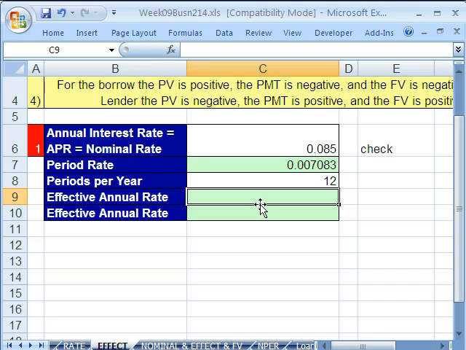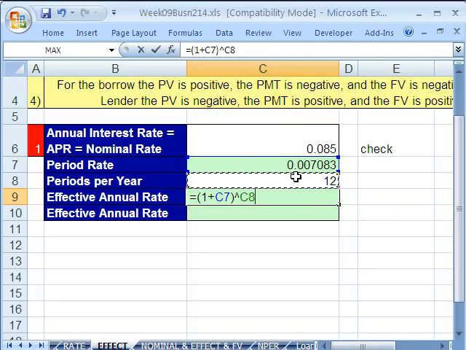Now, how do you calculate the effective rate? I'm going to show you the math, and then I'm going to show you the built-in function. For some situations, you have to use the math because the function has a slight drawback, which we'll see in a couple tricks ahead. All right, so the effective annual rate, we're going to say equals, open parentheses, 1 plus our period rate, close parentheses, and then we're going to have to raise it to this 12 right here, caret, and the 12.